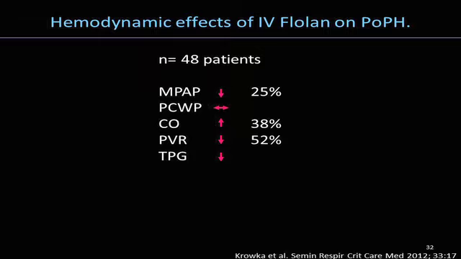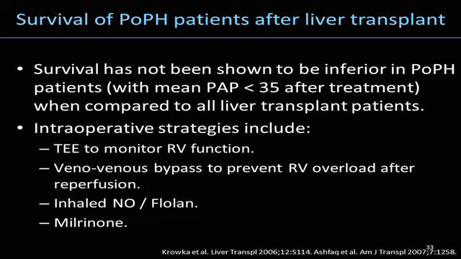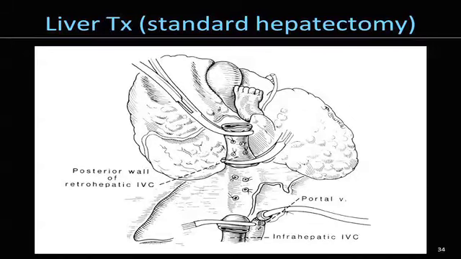So this will be important because of this cutoff of 35 when we talk later about the MELD exception points. Once you treat these patients, the pressure decreases, and you transplant them, they do pretty well, comparable with other patients without porto-pulmonary hypertension.